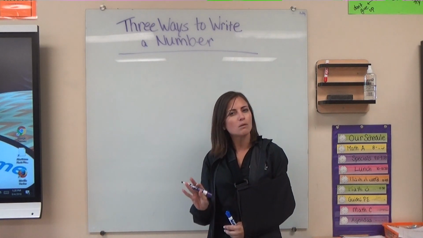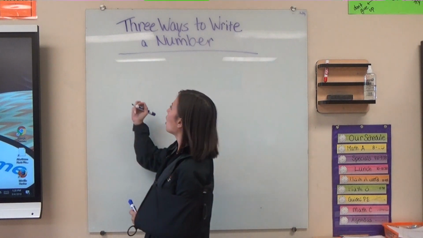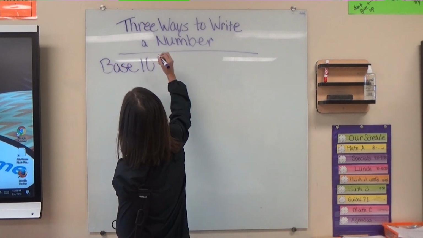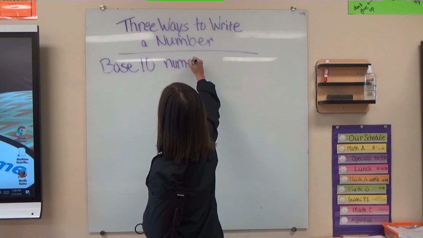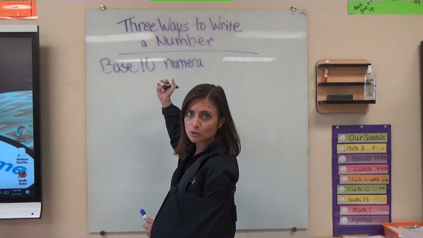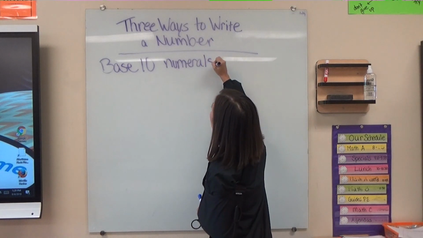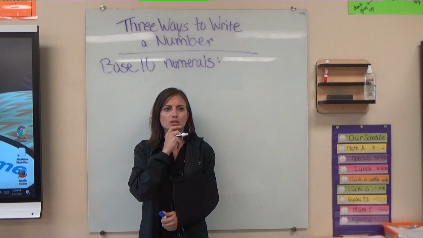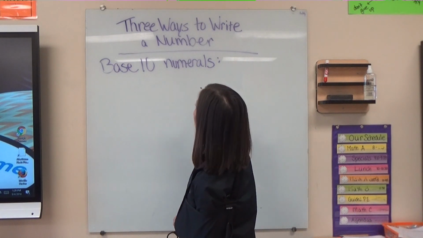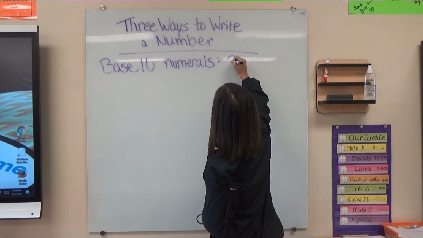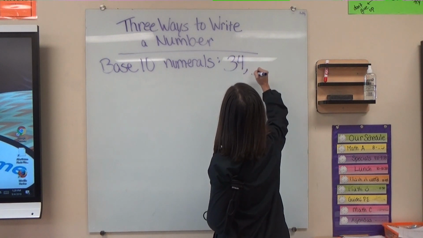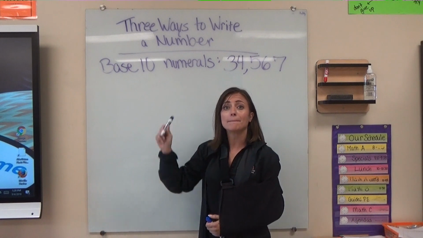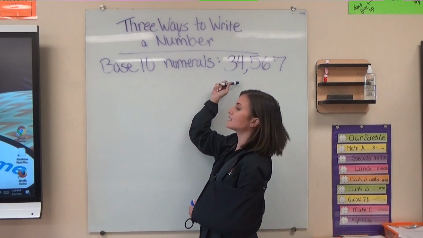So when we are talking about the 3 ways to write a number, there is the very first way, which is the way that we're most used to seeing. It's called base 10 numerals. Base 10 numerals are another fancy way of saying the regular way we're used to writing our numbers. So our first way to write a number is base 10 numerals. I am going to start with our class's lucky number, and we are going to write out 34,567. So that is my base 10 numeral form for this number.